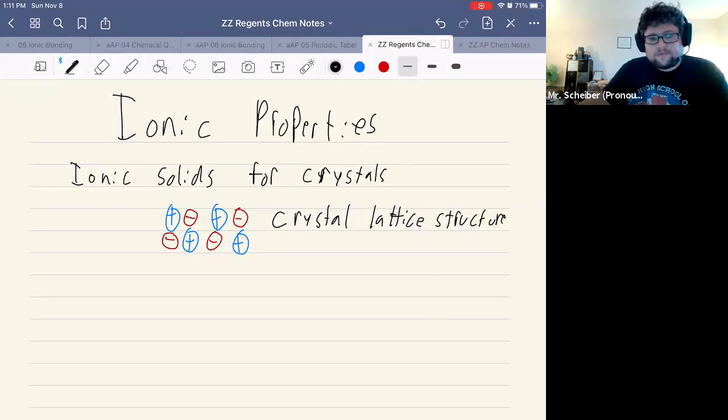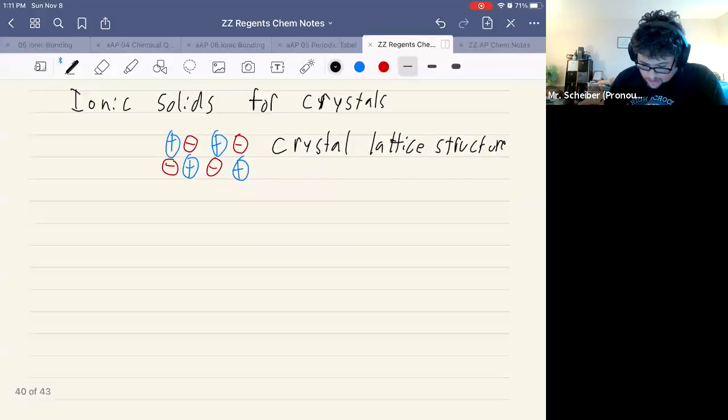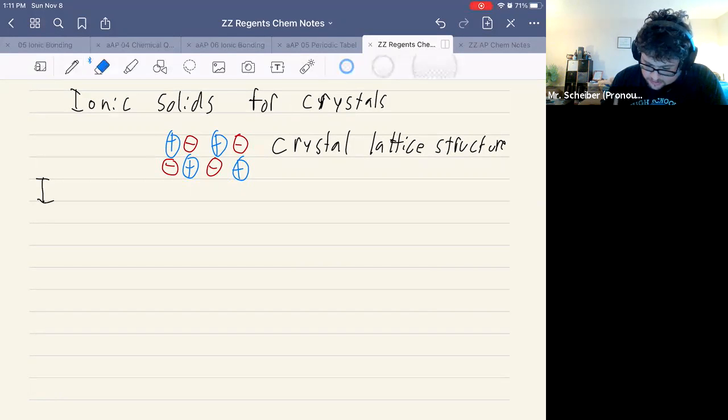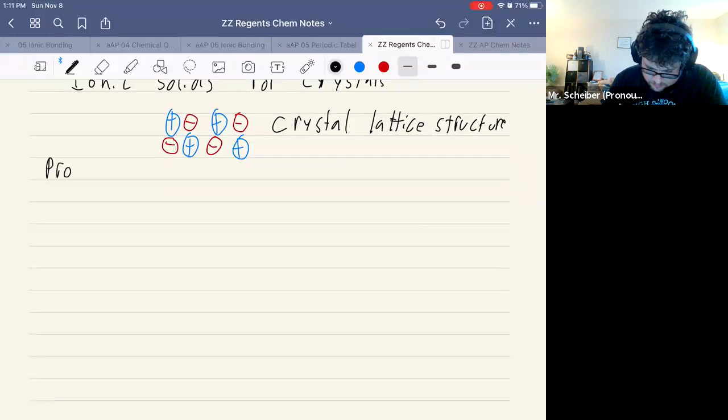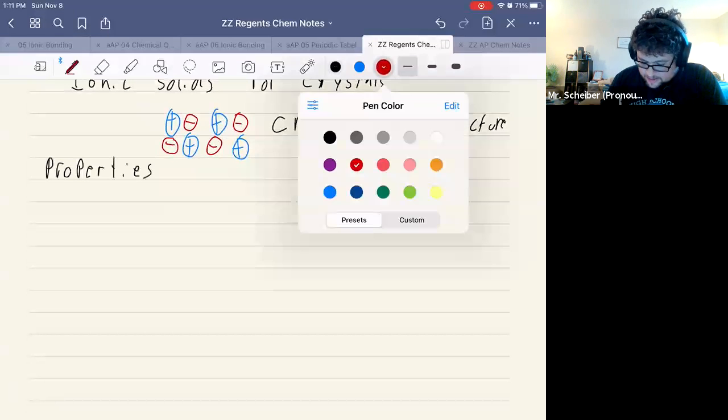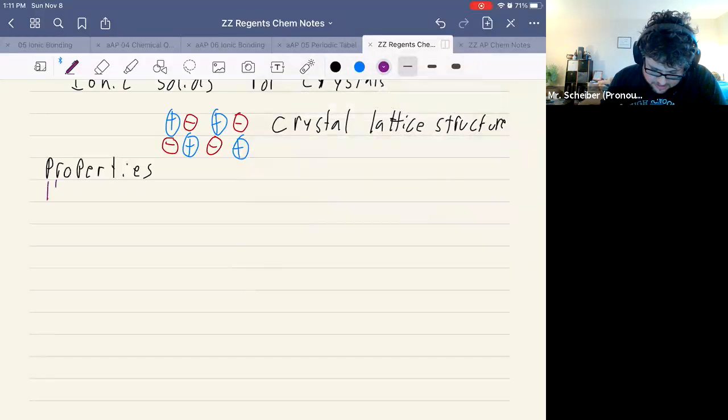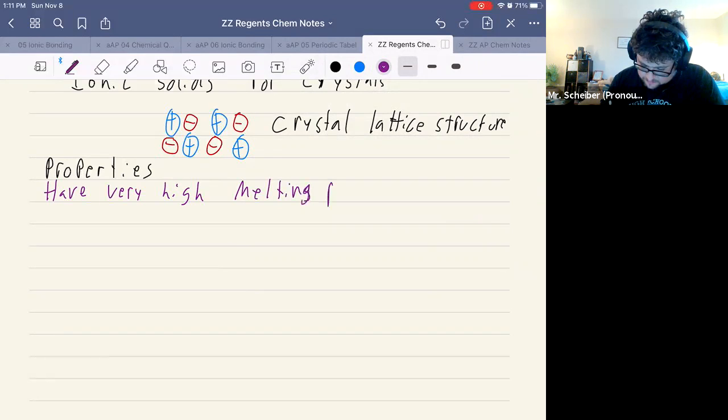And these structures give a lot of ionic compounds physical, and a little bit of chemical, but mostly physical properties. So we're going to talk a bit more about properties of ionic compounds, and really talk about why. And the first one I want to talk about is that all ionic compounds have very high melting points and boiling points.